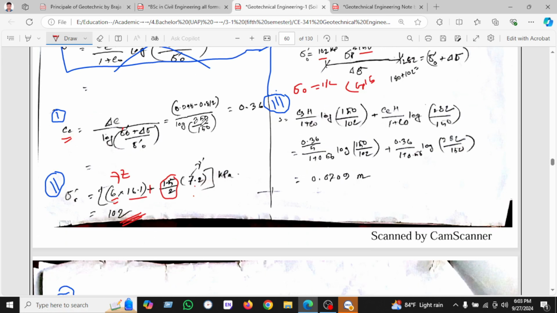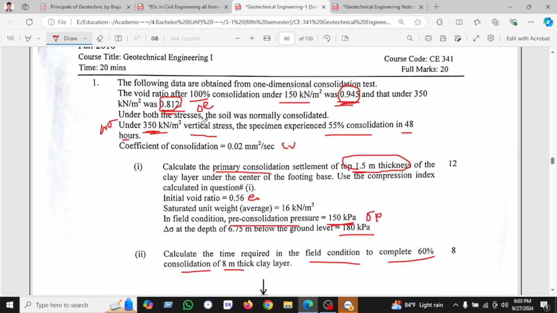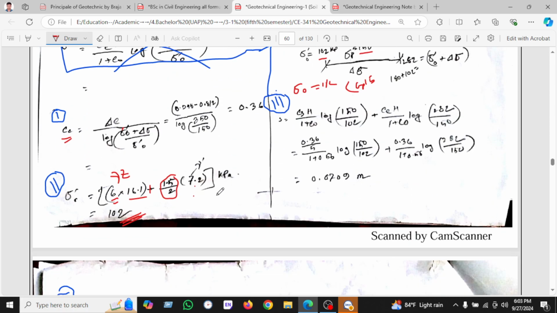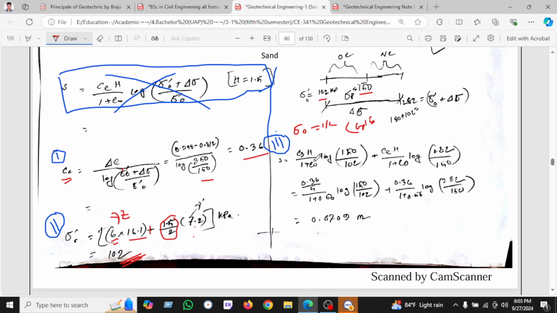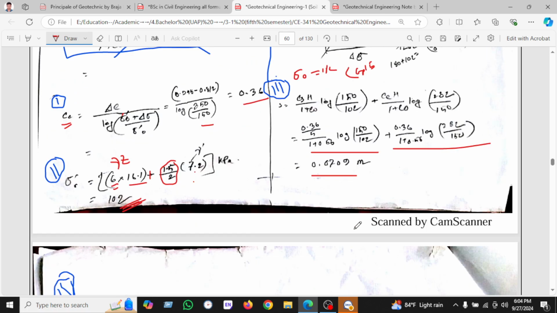And sigma naught divided by sigma is given, 350 is given, and 150 is the pre-consolidation, and we found 0.36. This is the Cc, and if we want the Cs, then we divide by 5, then we'll get the Cs. As we know the relation between Cs and Cc, Cc is 5 times greater than Cs, and Cs is 5 times less than Cc. So putting this value here, we found the settlement is 0.09 meter.